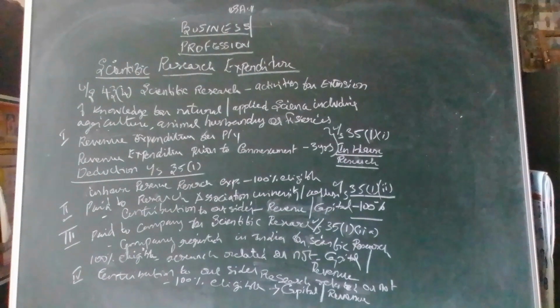Then another point is that the nature of expenditure may be revenue or capital. And another important point we should note down is whether the research is related to your business or not. If it is related to you or not related to you, both are eligible. Both are 100% eligible.